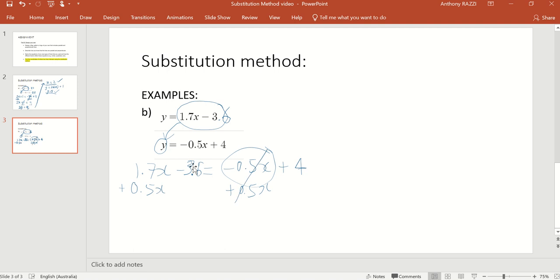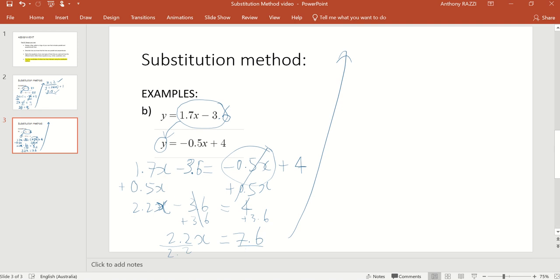They'll cancel out, and you type this into your calculator. 1.7 plus a half is 2.2x. 2.2x take 3.6 equals 4. And then it's just a linear equation with x on one side. So first we're going to get rid of the minus 3.6, so we're going to add 3.6 to both sides. They cancel out. You're left with 2.2x equals 4 plus 3.6 is 7.6. And then our final step is to divide both sides of the equation by 2.2.